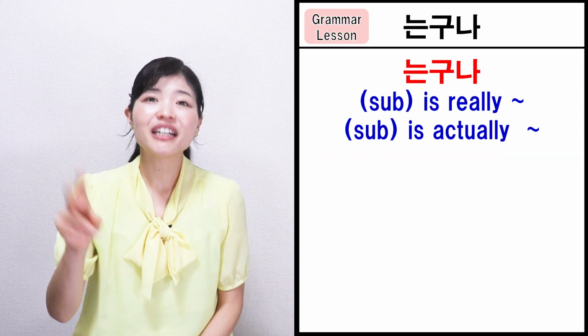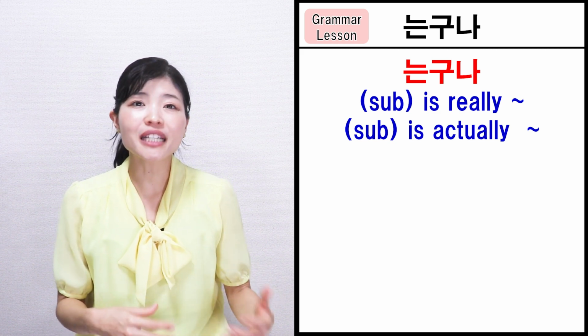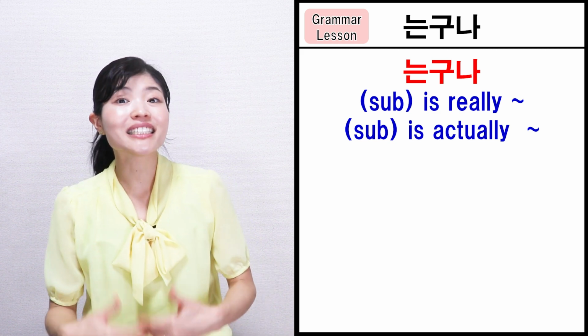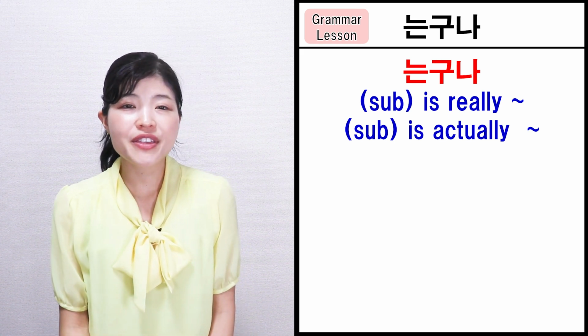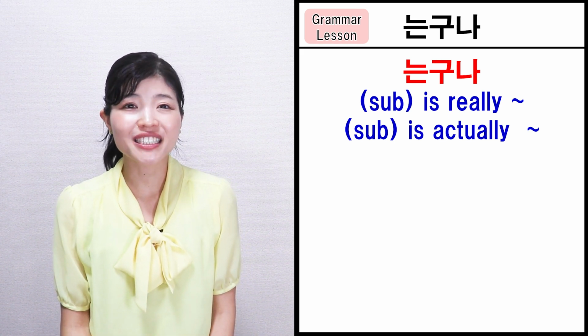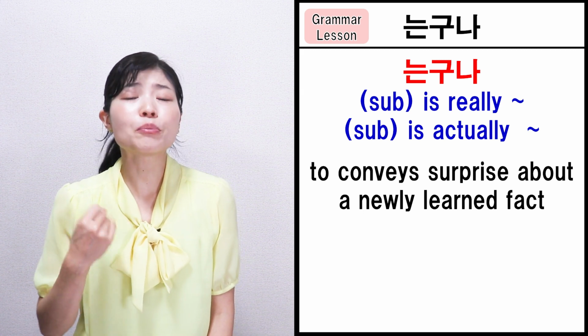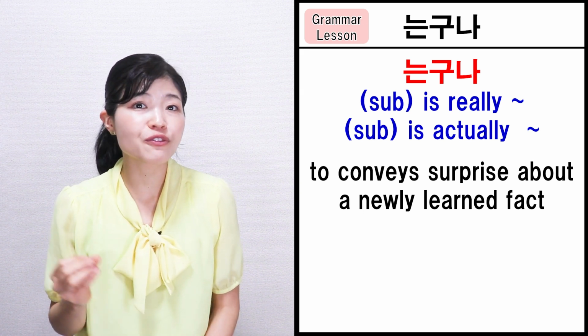The second grammar, 는구나 means subject is really or subject is actually in a casual way of speaking. You mainly use this expression in conversations. This grammar conveys surprise about a newly learned fact.